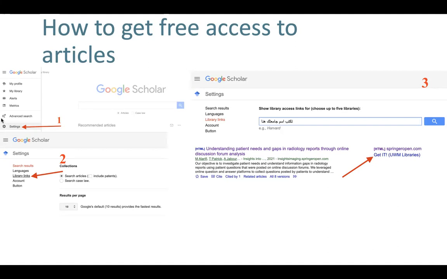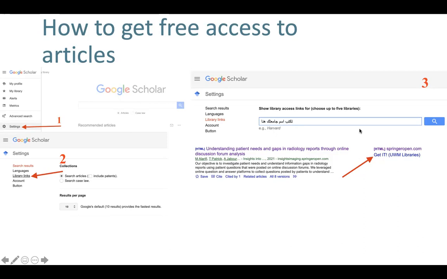So go to Google Scholar here and get access right in Google Scholar. After you open the page, go down in the left bar and click on Settings. After that, go to picture 2, find the library links, click on the library links and write your university here. I wrote it in Arabic. Write your university here and click search and find. If you find your university, that means good.